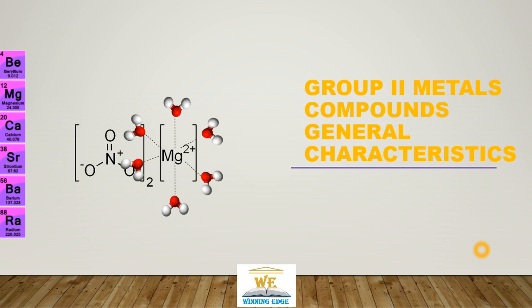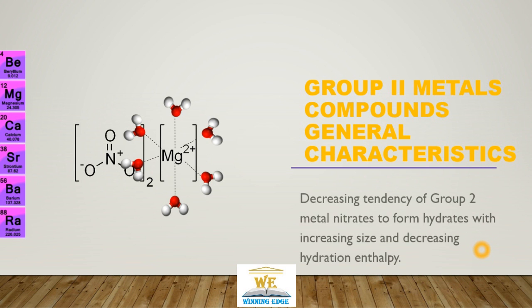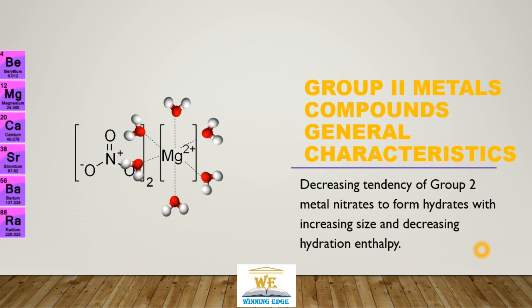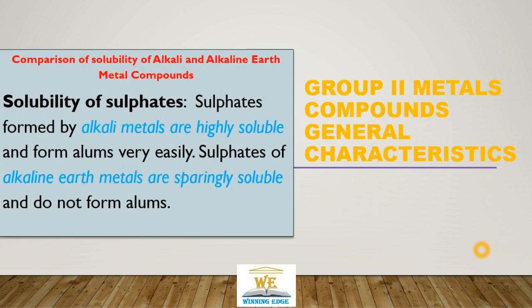Here we have magnesium nitrate hexahydrate. What happens? The group 2 elements' tendency to form nitrates increases with increase in size and decrease in hydration enthalpy. So down the group, they form nitrate compounds.